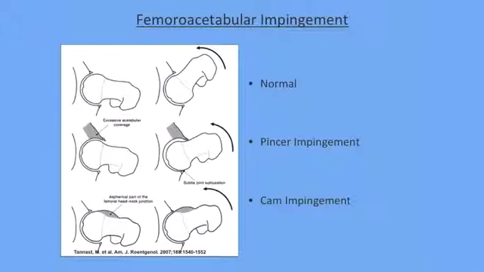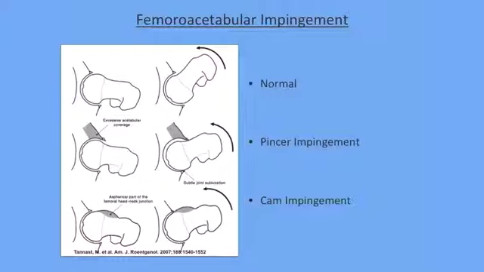On these diagrammatic views, in a normal situation, the femoral head with flexion of the hip will clear into the acetabulum with no contact whatsoever. But with pincer impingement, with enlargement of the acetabular rim, the acetabulum will hit against the anterior part of the femoral neck, pushing the femoral head into the back of the acetabulum with a levering type motion.